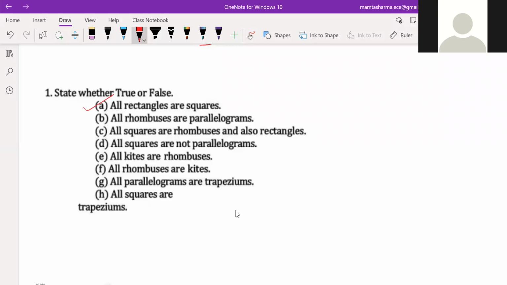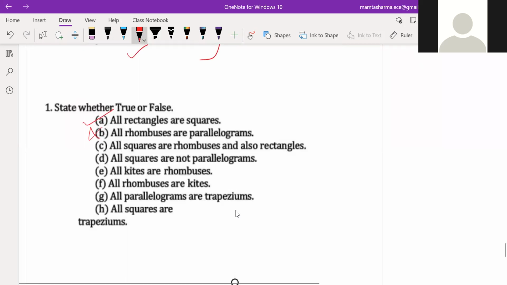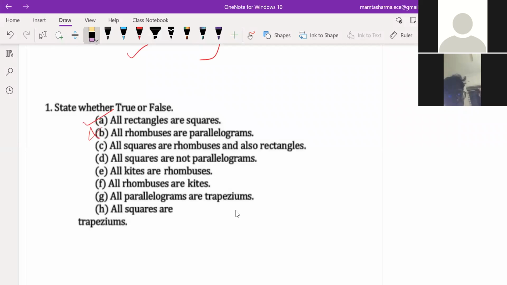All rhombuses are parallelograms? No, ma'am. False? True or false? It is true. Yes, ma'am.